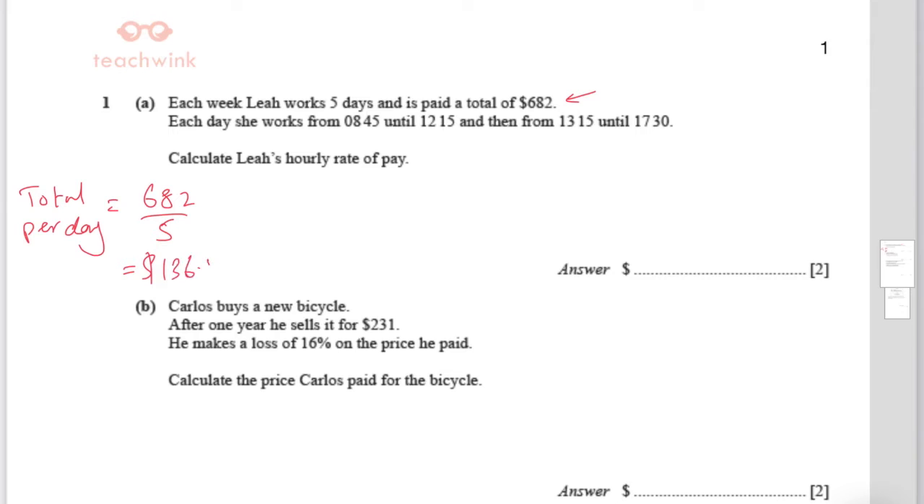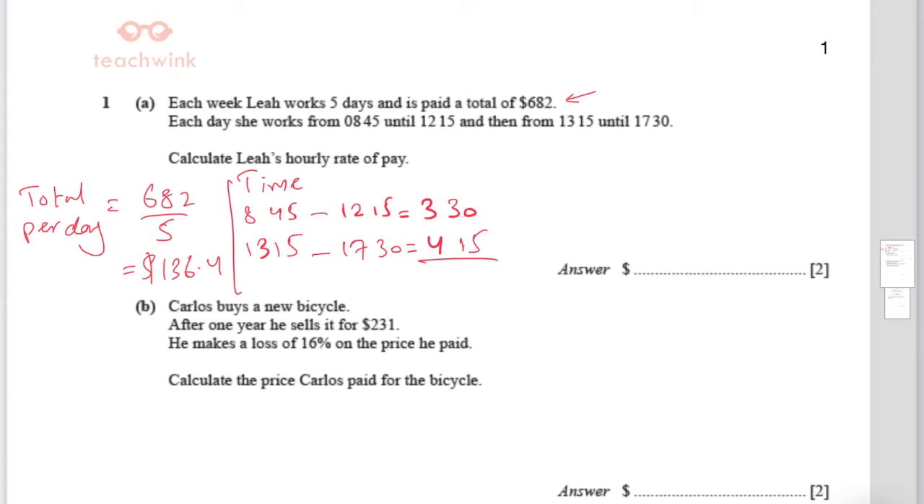So you divide 682 by 5, and we get $136.4. Now let's calculate the total time she works in a day. From 8:45 till 12:15, that makes up 3 hours and 30 minutes. And then from 13:15 till 5:30 or 17:30, this makes up about 4 hours and 15 minutes. Then you add these two. The total hours that she works is 7 hours and 45 minutes.